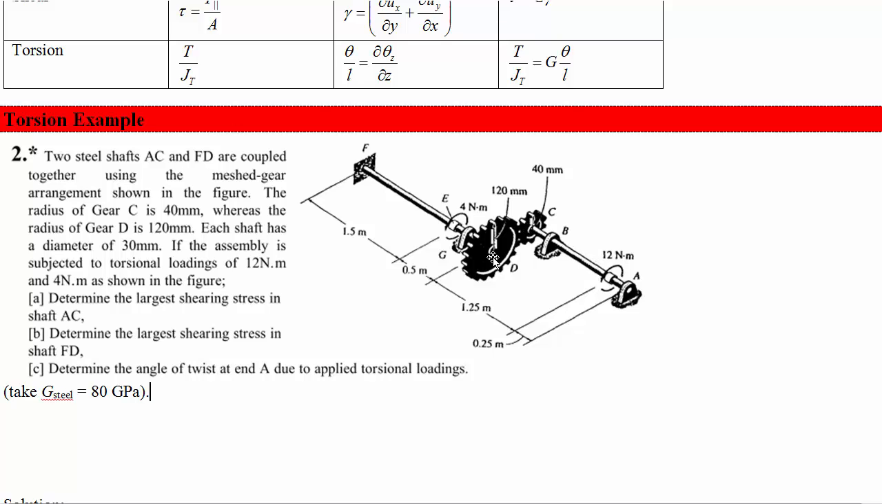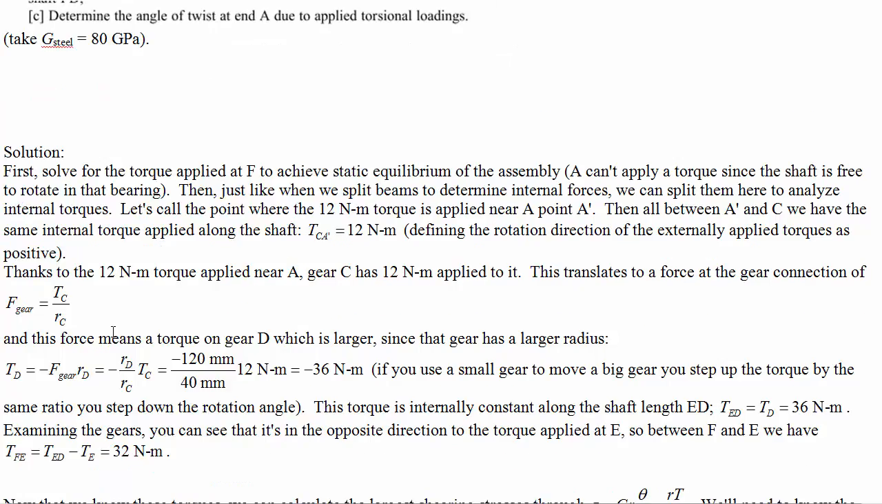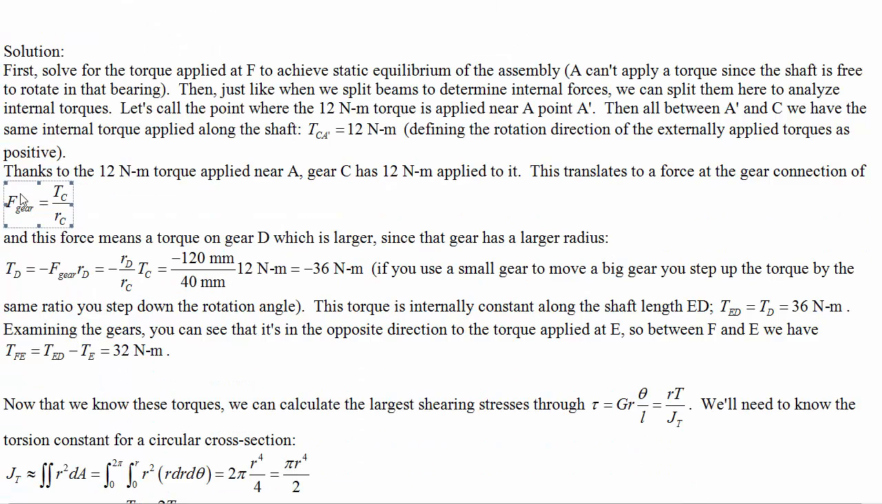Then we step up by a ratio of 4. So we've got 36 Newton meters, except it's in the opposite direction because this gear rotating this way makes this gear rotate this way. So 36 Newton meters over here, and then we subtract 4 because that's the opposite direction, so 32 Newton meters in this direction. Let's call the direction that the torques are applied the positive, so that means that we've got negative 36 here and negative 32 over here. So that's those numbers, that's just the torques.